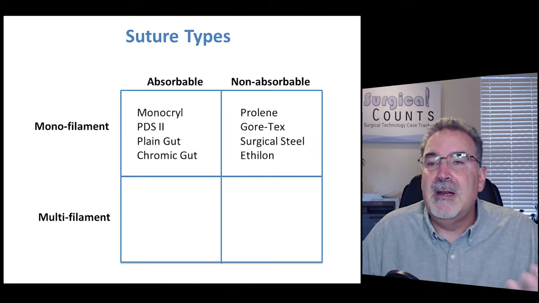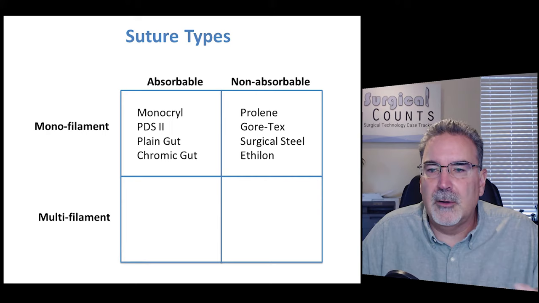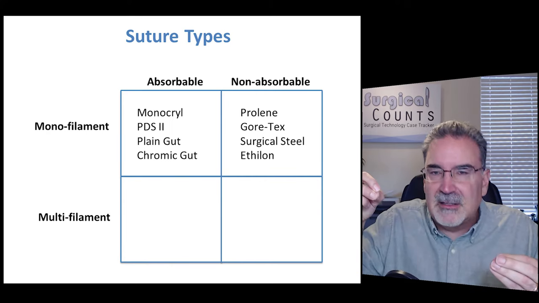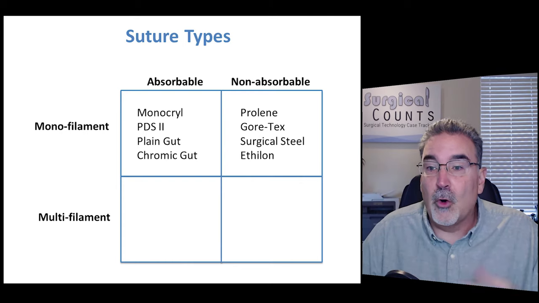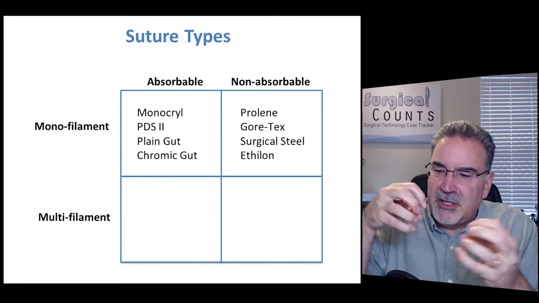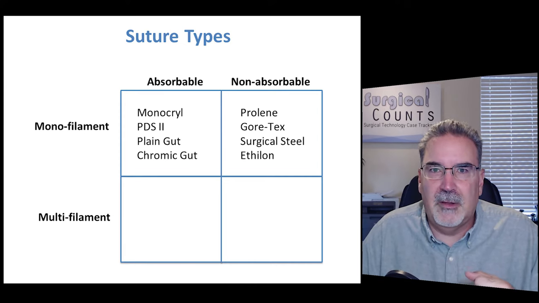Whereas you can also have non-absorbable monofilament sutures. Those would be, say, Prolene, Gore-Tex, surgical steel. Yes, stainless steel. They make suture out of thin threads of stainless steel. Or Ethilon, which is sort of a nylon, like your nylons that you would wear, kind of stretchy suture there. So Ethilon is a non-absorbable monofilament suture.